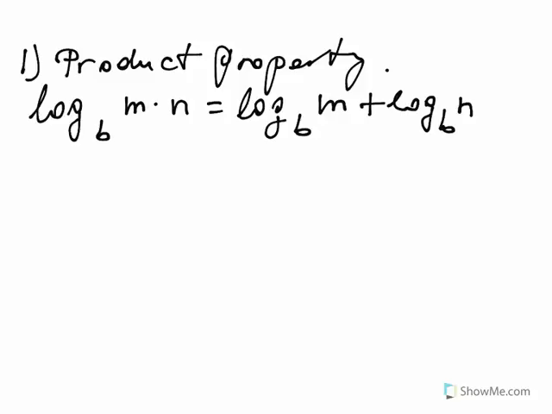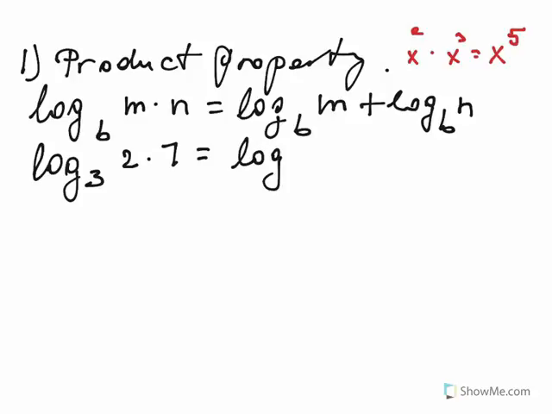I'm reviewing here the properties of the exponents. We have a product property of exponents. When we say x to the second power times x to the third power, we know that we add exponents. So it's 2 plus 3, 5. So that property is the same with the properties of logs. Let me give you an example with the properties of logs. Log base 3 of 2 times 7 equals log base 3 of 2 plus log base 3 of 7.